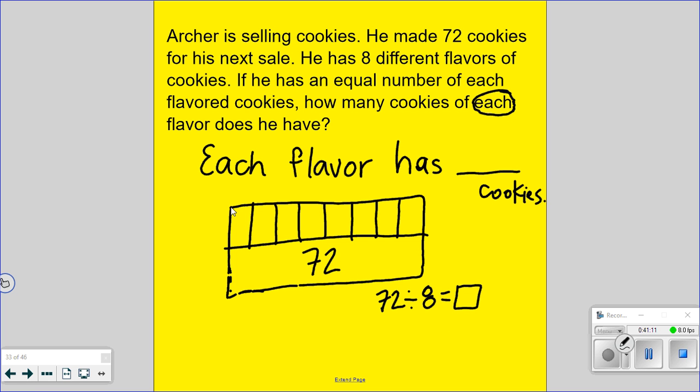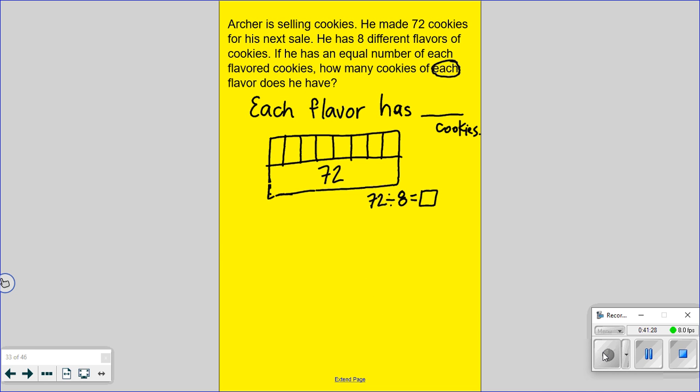I want you to choose either dealing out or repeated subtraction, whatever makes your brain happy. Once you have solved it, then you know how many of each flavor. I saw a lot of dealing out, which is a great strategy, but there was a lot to deal out. So I just want to show you what repeated subtraction might look like for one like this. I don't have to draw my dots because I know there's 72 of them.